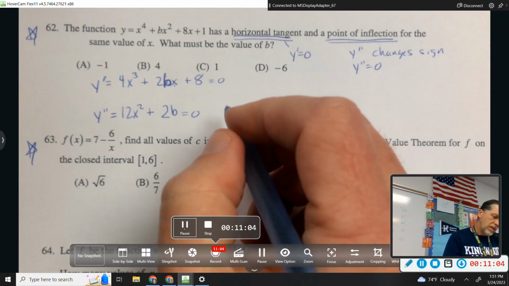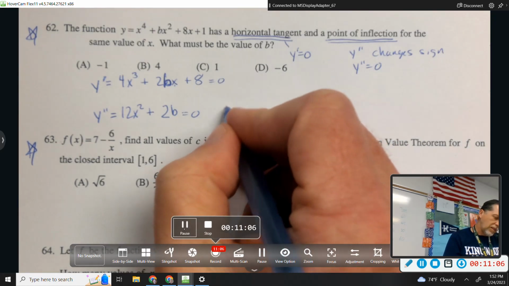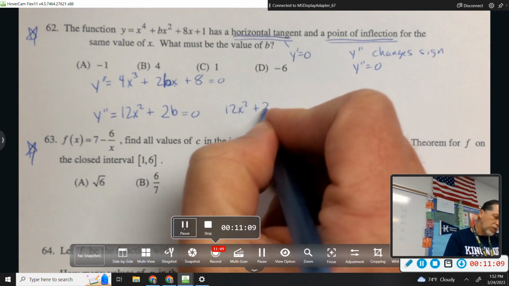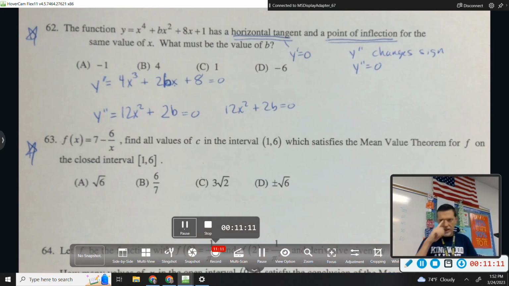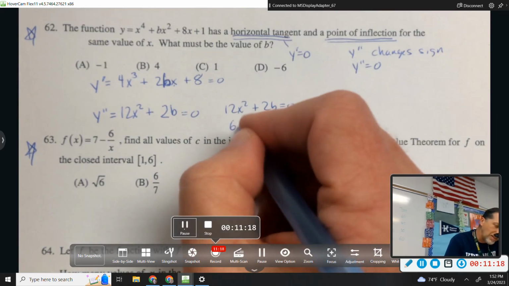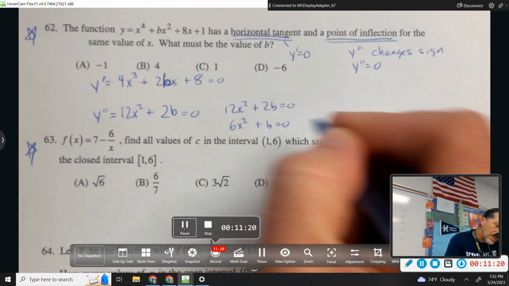So, let's see. 12x squared plus 2b equals 0. I factored it, but it doesn't really help. There's nothing wrong with doing that, but it doesn't really help though.